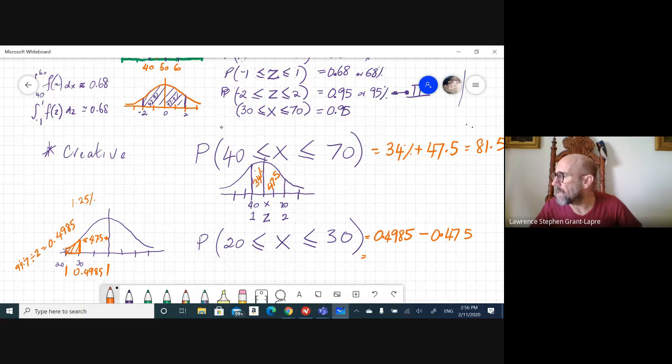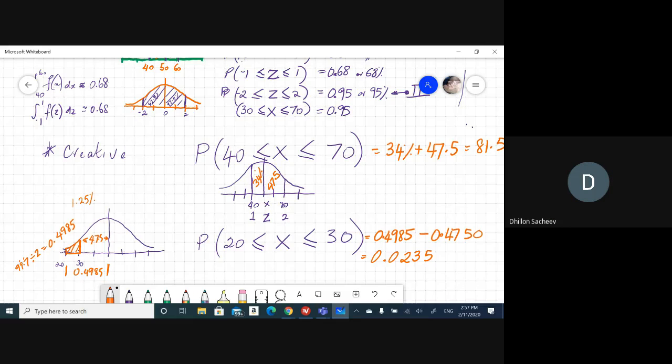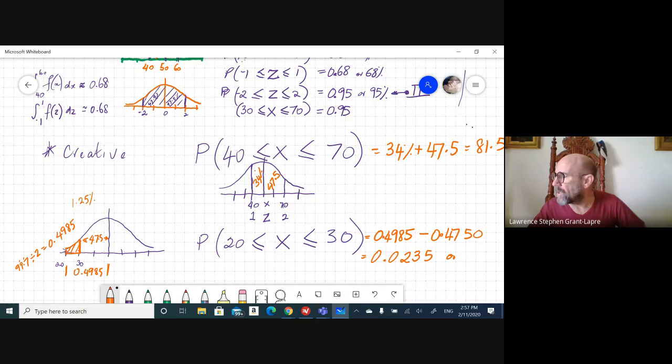So 5 take 0 is 5. 8 take away 7 is... did I make a mistake? No, I think I was wrong, sir. Yeah, I was wrong. I put 97 instead of 99.7%. Oh, okay. So we got 2.35%. No, but thank you for trying. But you see where you went wrong.